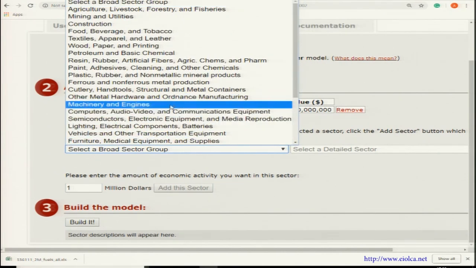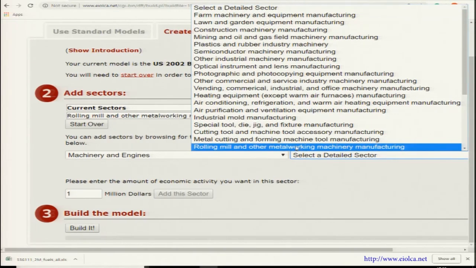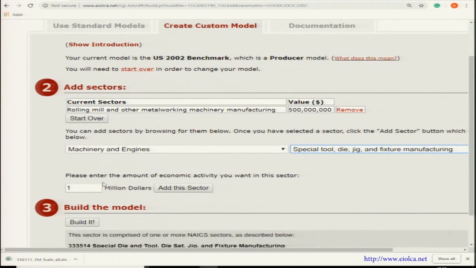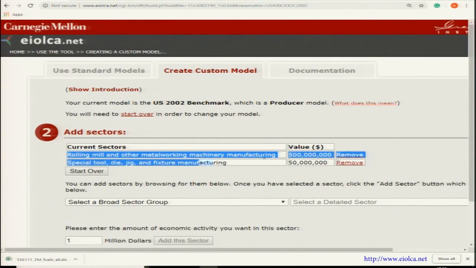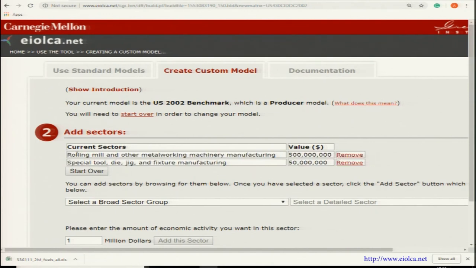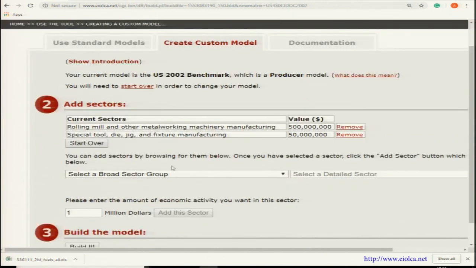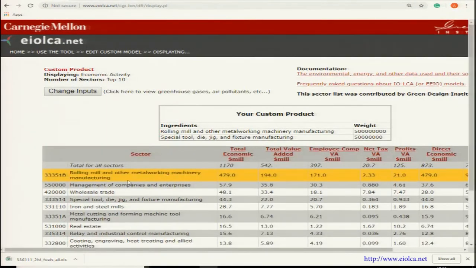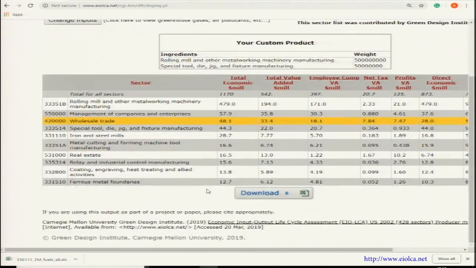In machinery and engines only, we can select a specific sector other than rolling mill. Okay, let me pick the effect of special tool die, etc. So I said in this it is total $500 million. In this case I will say okay, let me say $50 million, add this sector. So we can keep adding the sectors here if we have a good amount of information about what the exact values these sectors would contribute, and then we can build a model. Now it will consider these two sectors and build a model, right. So this is the custom based.